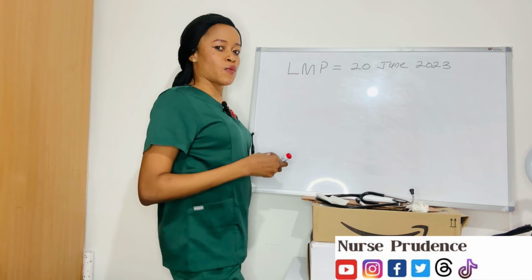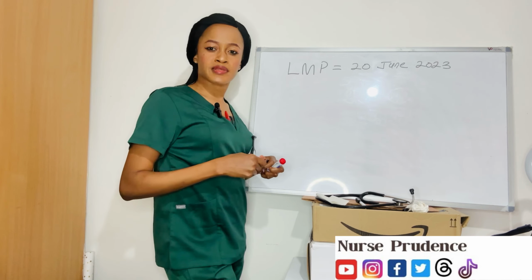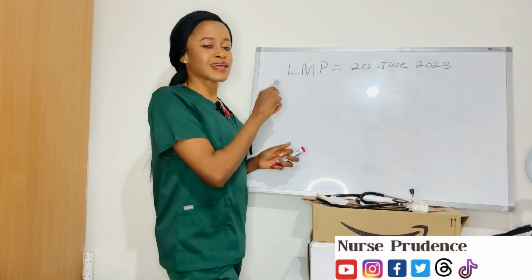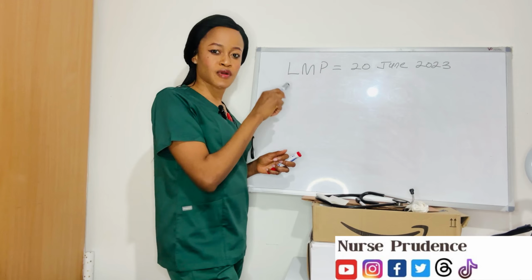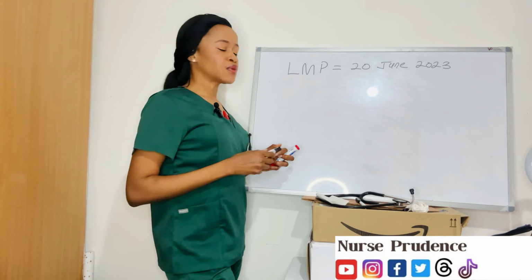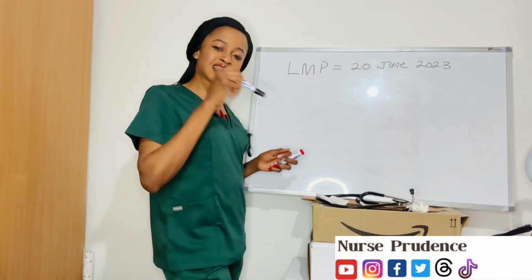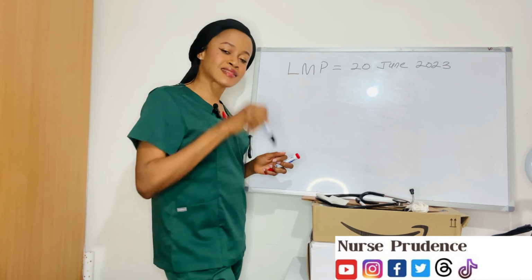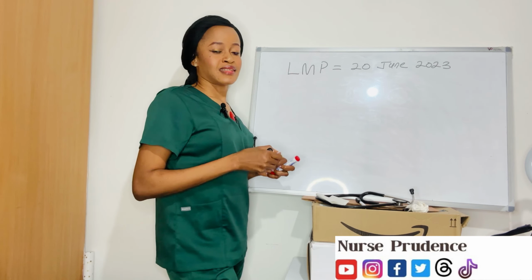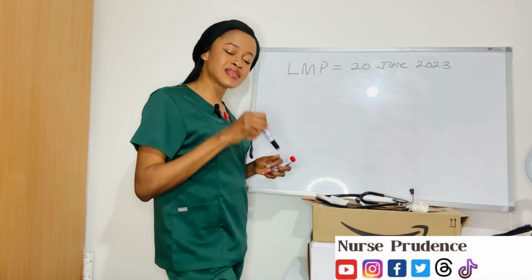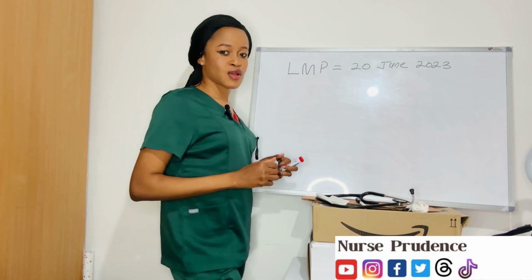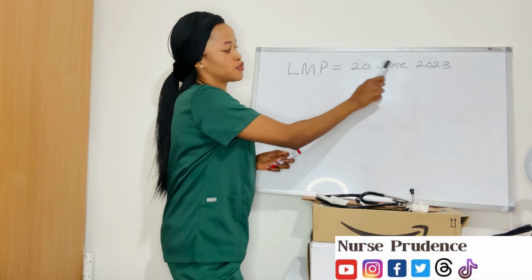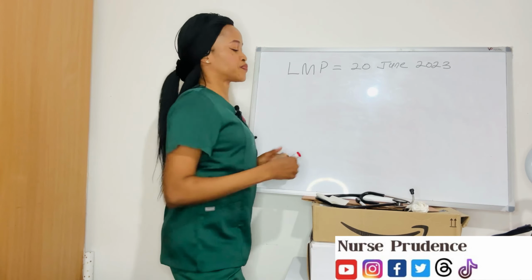Now, what do I mean by last menstrual period? The last menses you saw before you tested positive for pregnancy. The date you are going to write is the day your menses started. The day your last menses started, that is the date you are going to write. So let's assume it was 20th of June, 2023.